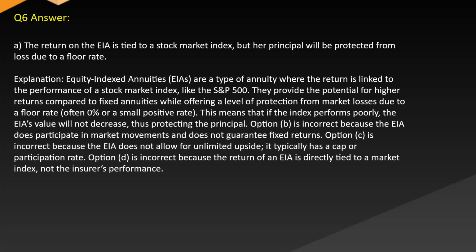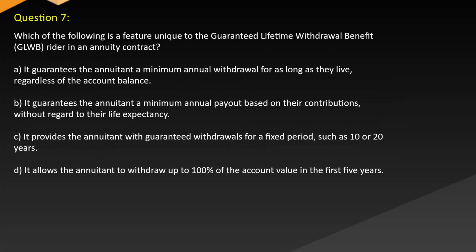Option D is incorrect because the return of an IA is directly tied to a market index, not the insurer's performance. Question 7. Which of the following is a feature unique to the guaranteed lifetime withdrawal benefit rider in an annuity contract? A.